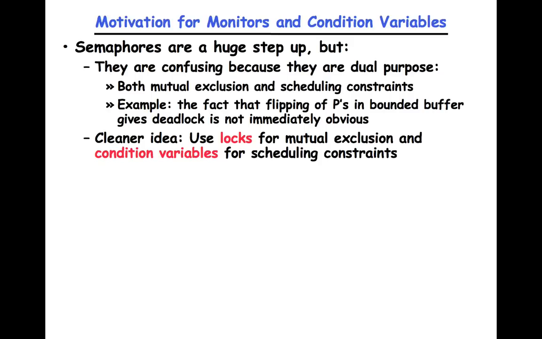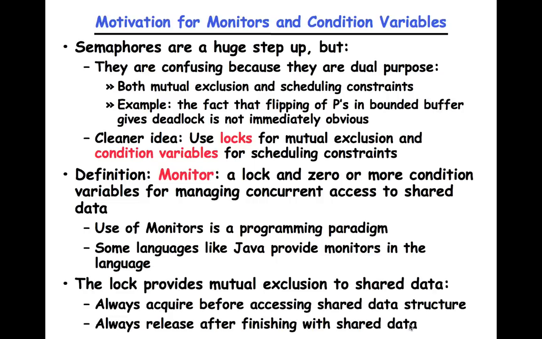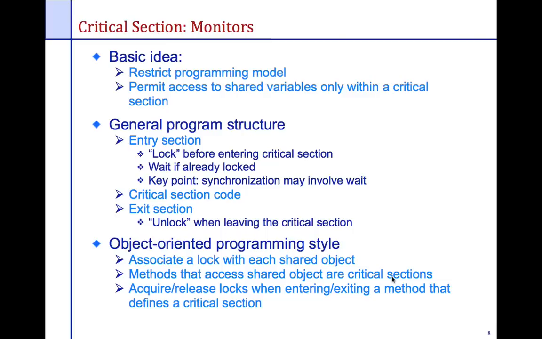Okay, so essentially, conditional variables use locks for mutual exclusion and conditional variables for the scheduling constraint. A monitor is essentially a lock and zero or more conditional variables for managing concurrent accesses to shared data. And the monitor is really a programming paradigm. It's not an implementation. Conditional variables are the implementation; monitors are how your program looks. And you need the lock itself to provide mutual exclusion to the shared data structure. They don't change that fundamentally.